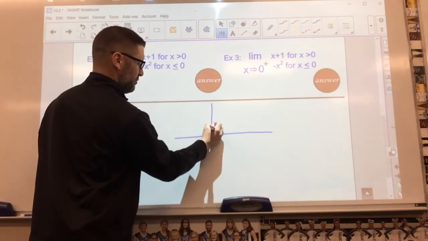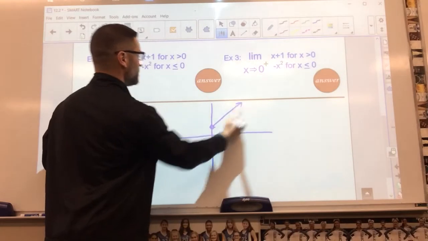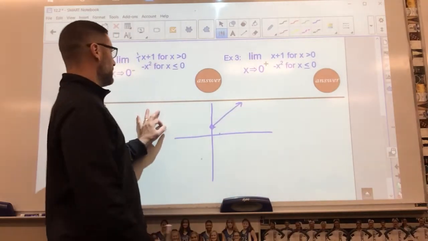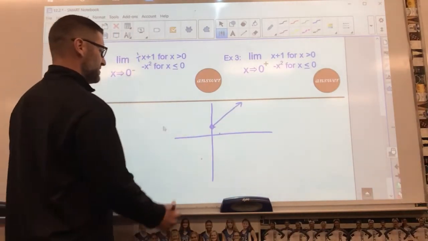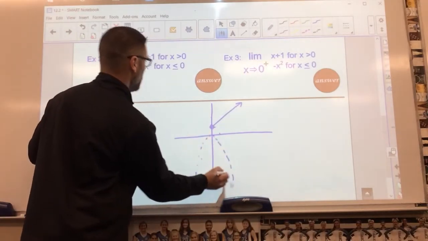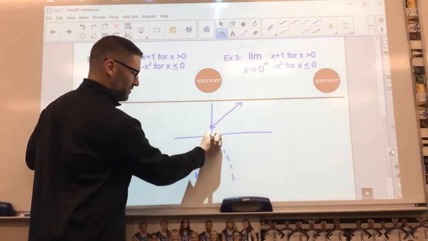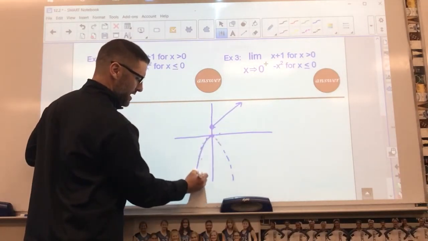So I will put an open circle, and I'll go up 1 over 1, and that chunk right there, and you can plug that into decimals if you want. And negative x squared, which is an upside down parabola like this. And then that's for all x is less than or equal to 0. So I want a solid circle there, and I want that.